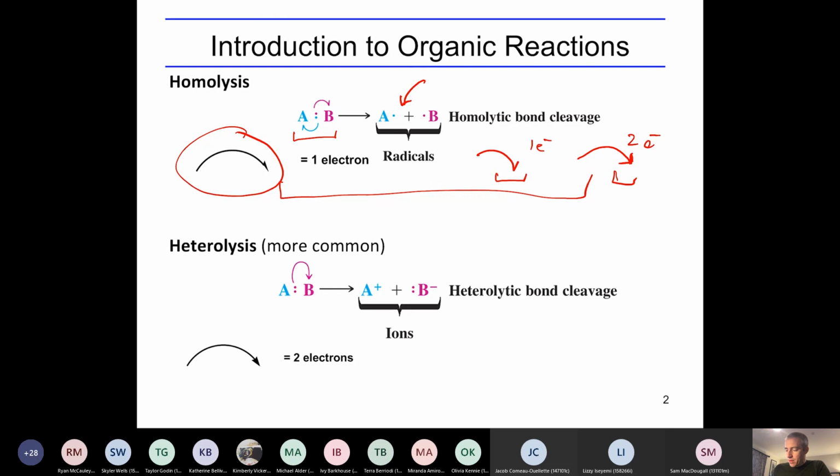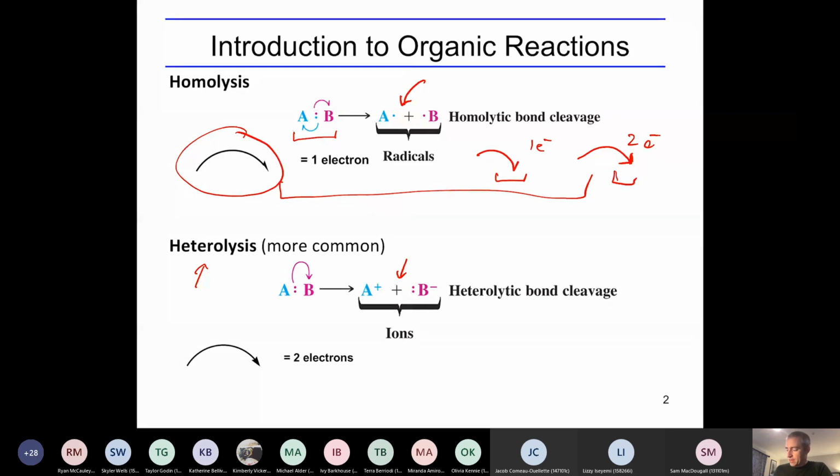The other way you can break a bond is by heterolysis. Heterolysis means you break the bond, but one of the 2 atoms gets both the electrons, and this gives an anion and a cation. This is probably more common, certainly in this course. You will see many more examples of heterolysis. You can imagine heterolysis being much more common if there's a big electronegativity difference between A and B, in which case B, if it's more electronegative, would much rather have that negative charge.